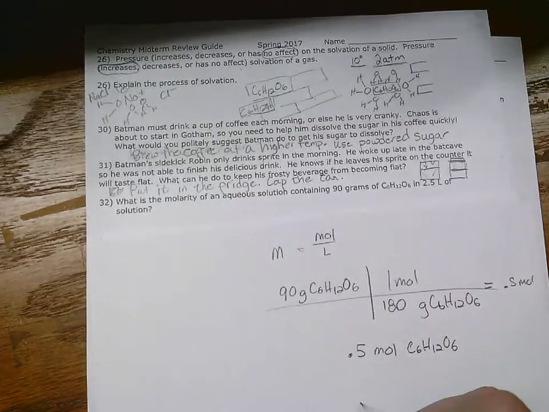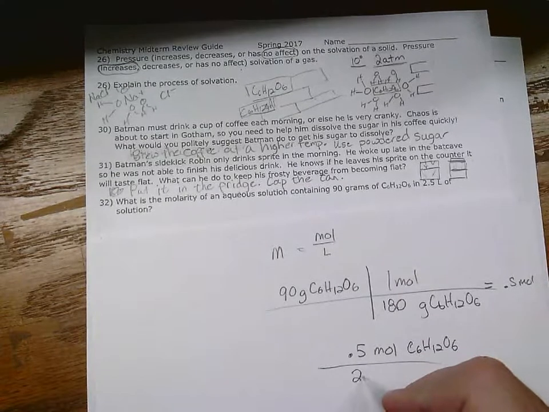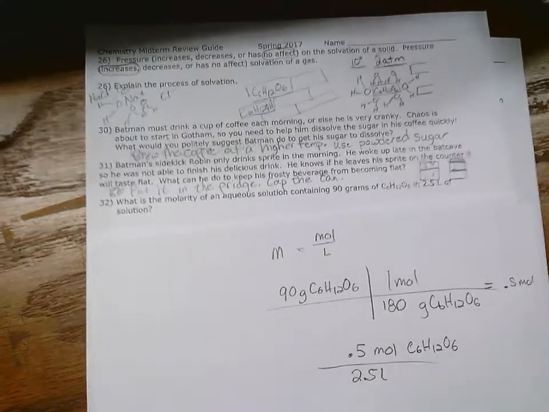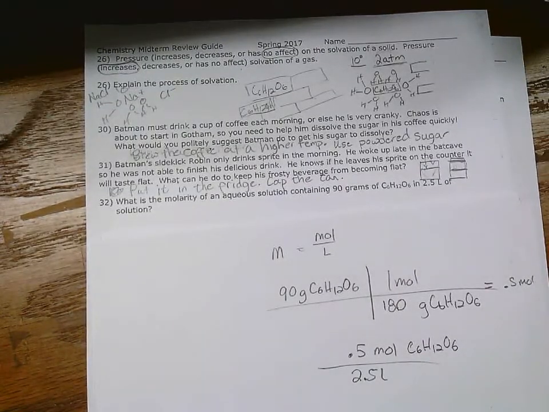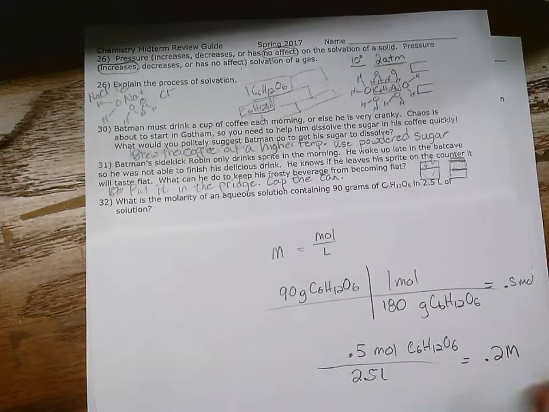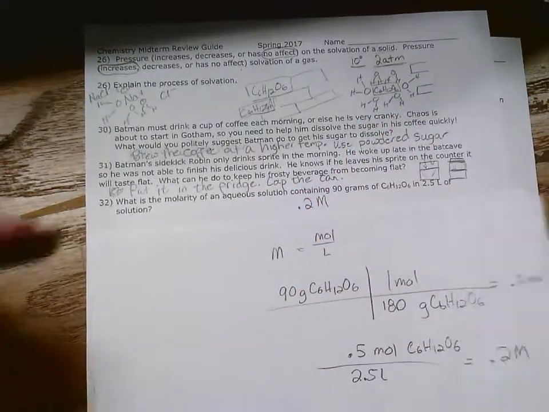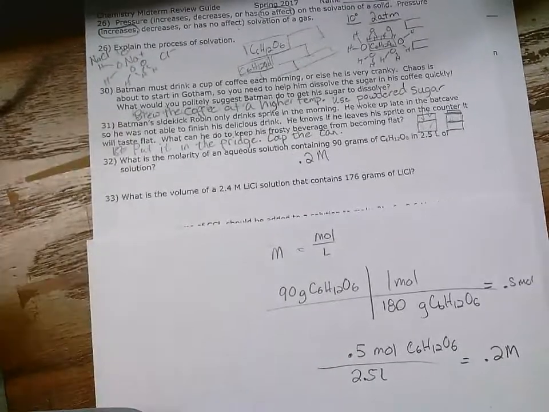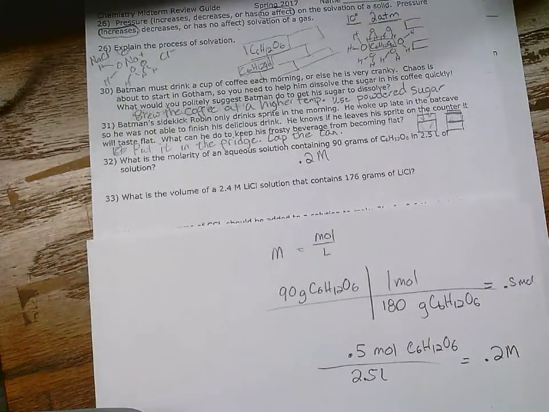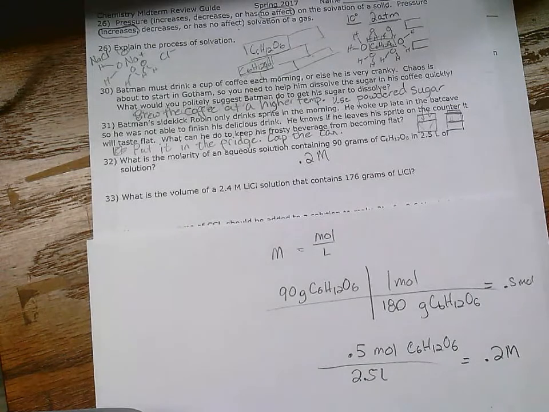Now we have moles. We have 0.5 moles. What else do we have? We have 2.5 liters. 0.5 divided by 2.5 equals 0.2. So that is our molarity, 0.2 molar. I told you you were going to get tired of that word. Molar, molarity, molality, moles.